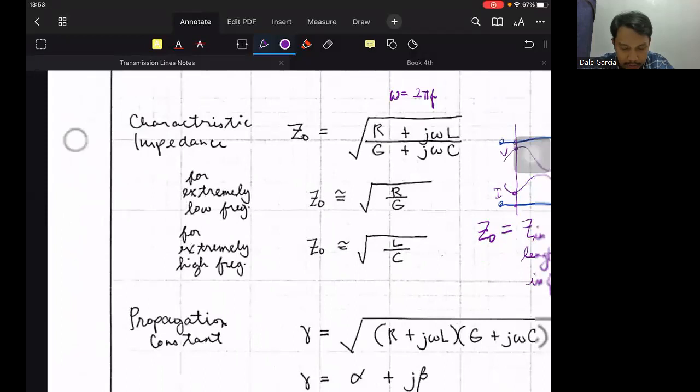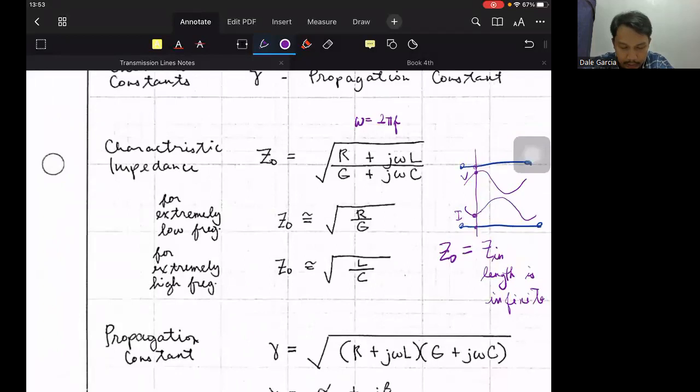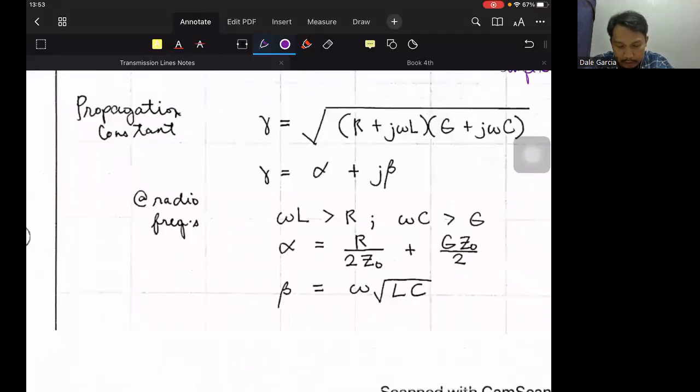So that's the characteristic impedance, one of the secondary electrical constants. Another one is the propagation constant. This defines the rate of attenuation the signal experiences as it travels along the line. So the propagation constant may be useful in more complex calculations.